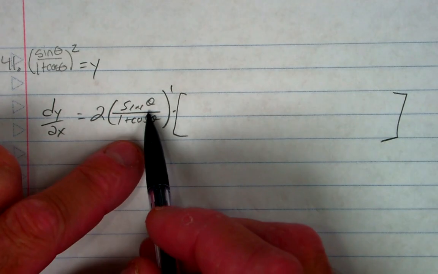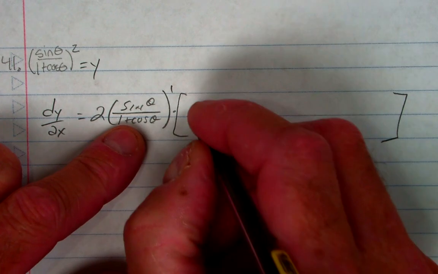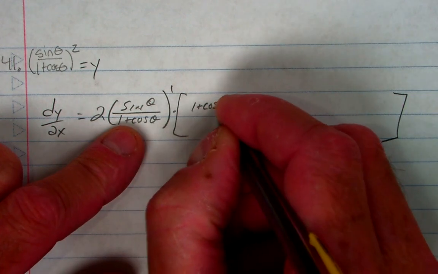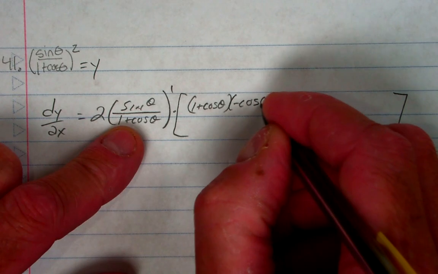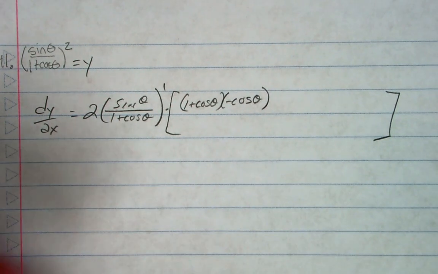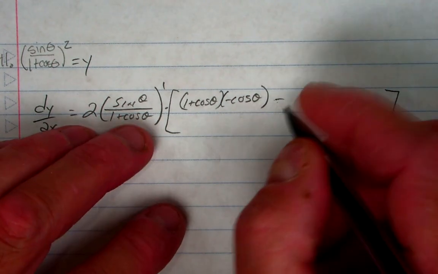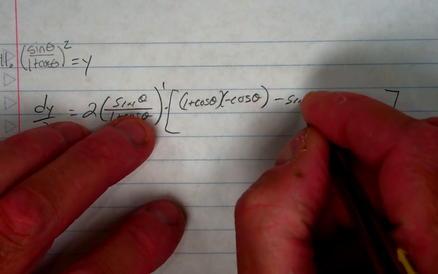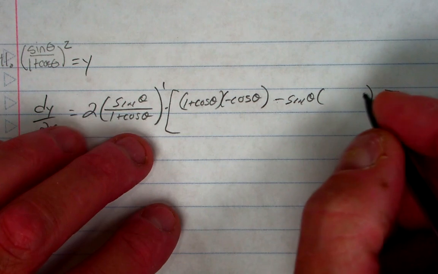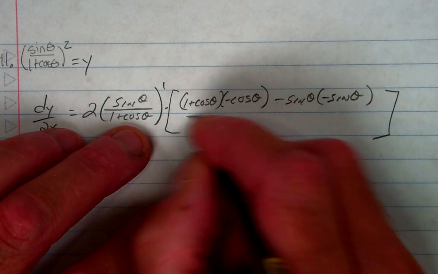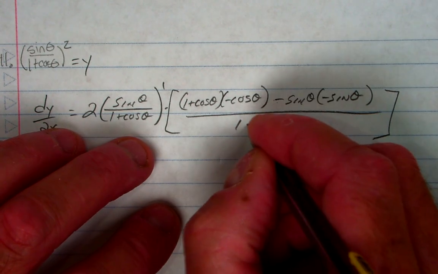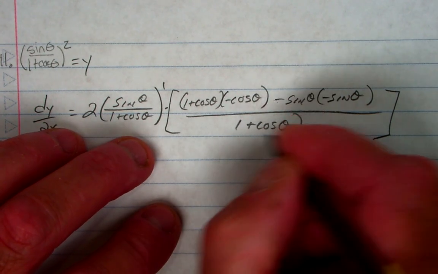So in this case, low d high, and I put that in parentheses so I realize it's not minus cosine, minus high d low, all over the bottom squared.